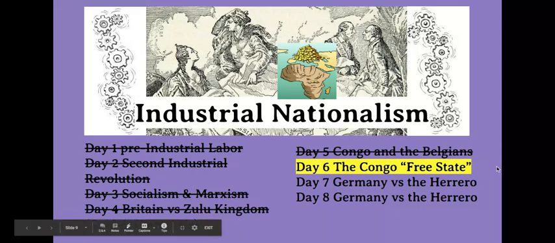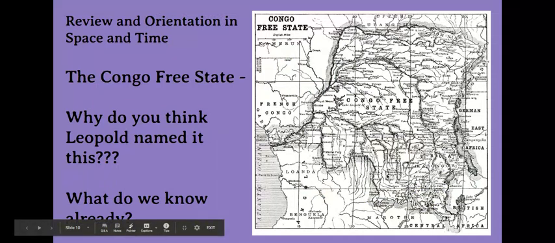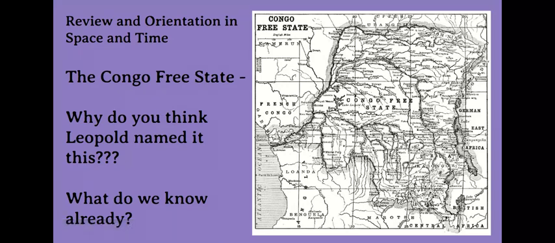Today's topic is the Congo Free State. Before we get started, let's do a little brief review, orient ourselves in space and time. The Congo Free State was neither free nor was it one state. It was held as King Leopold's personal property. It was made up of hundreds of smaller polities, smaller states, smaller countries, kingdoms, etc. And it was not free to be part of this larger state. The people were held as effectively prisoners, hostages, or slaves in everything but name.